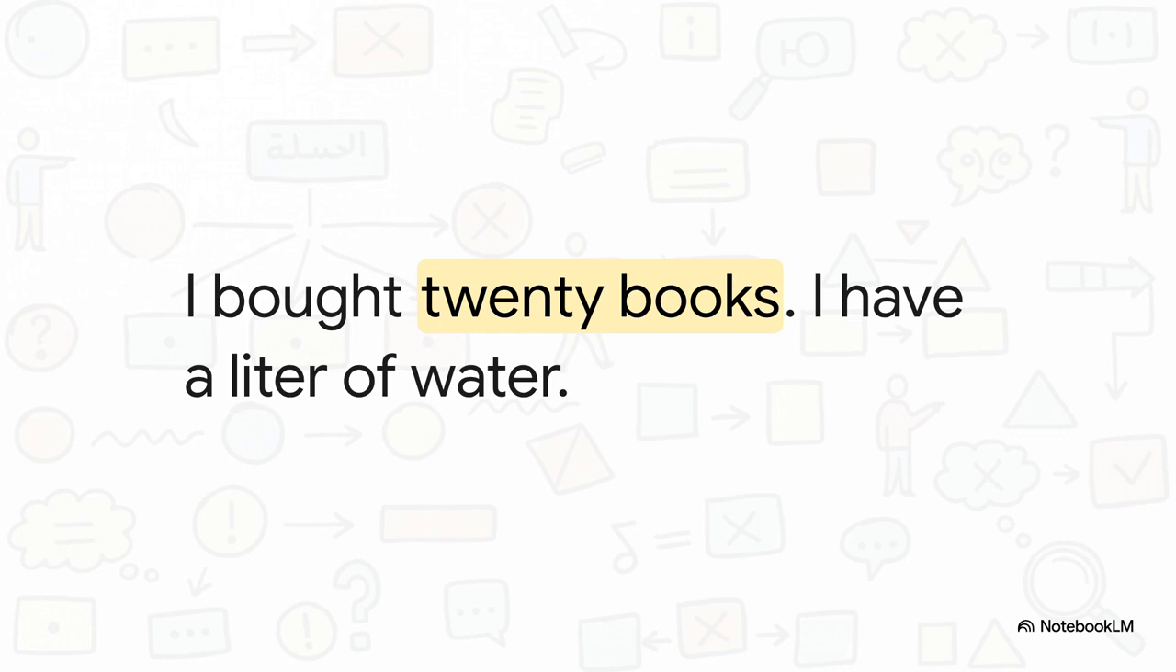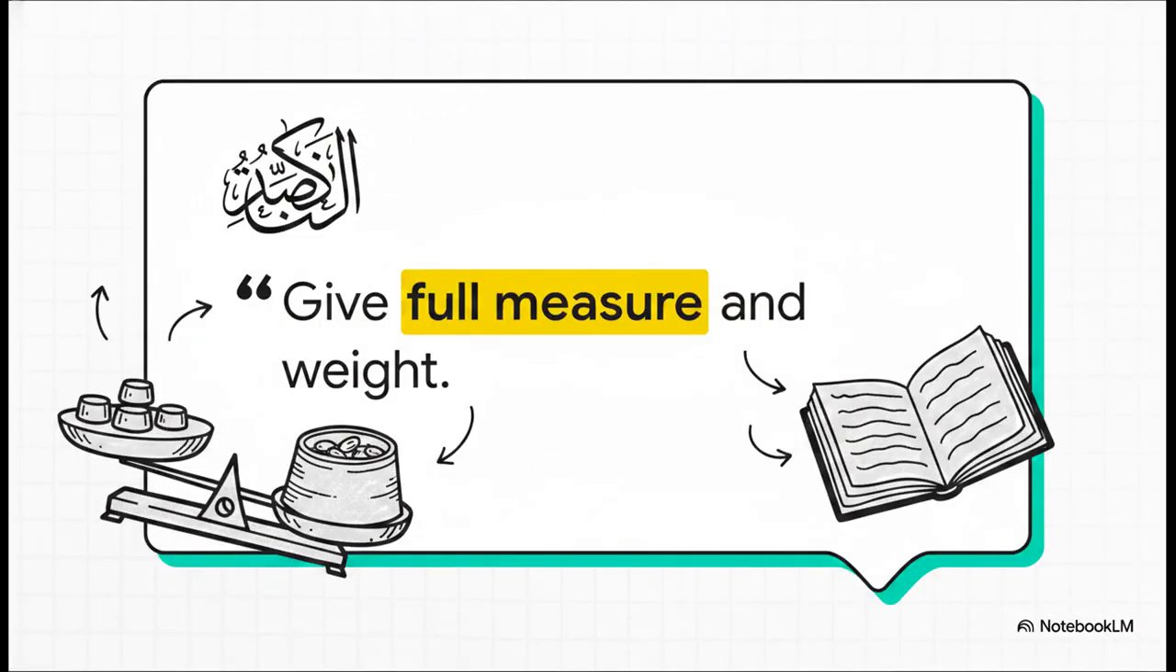Or take our earlier mystery. I have a liter of. A liter of what? Maan, water. The words kitaban and maan are our clarifying accusatives. They are the Tanyeez. We see this beautifully preserved in classical texts. The Quran commands, give full measure and weight.